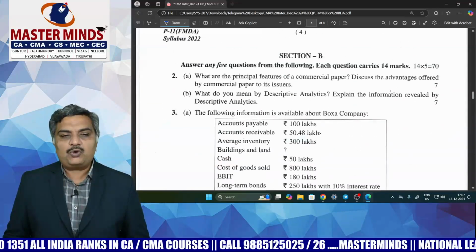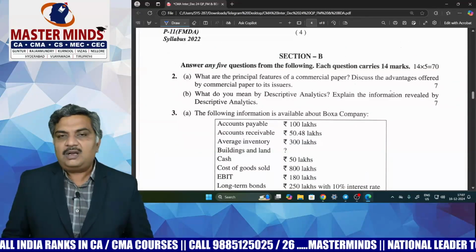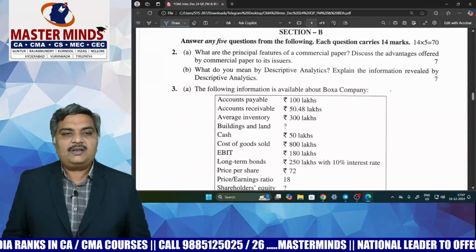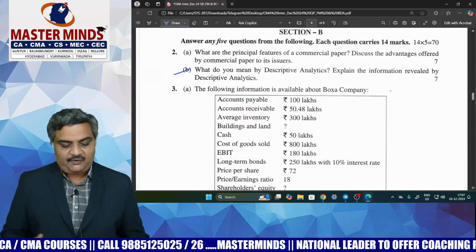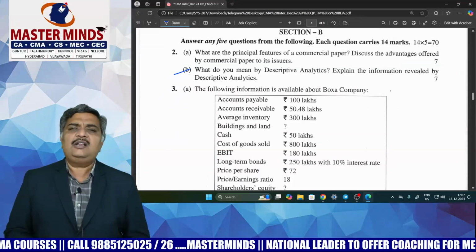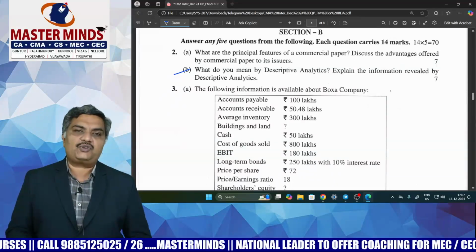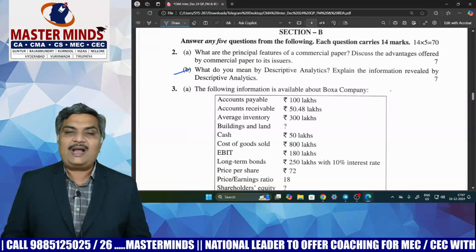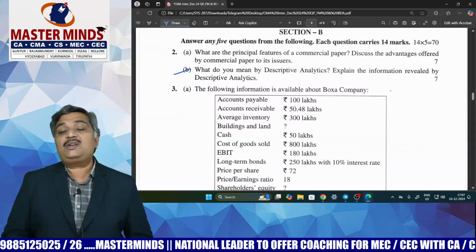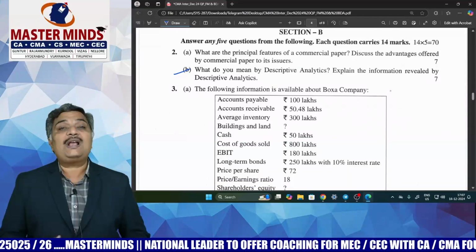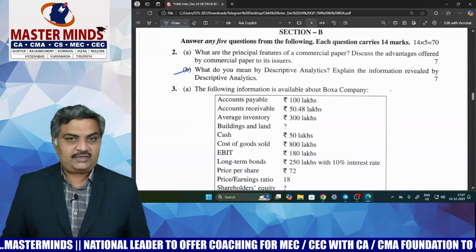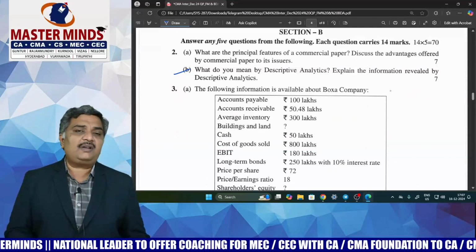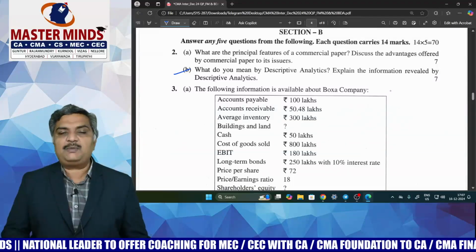Now coming to the most important descriptive questions. What do you mean by descriptive analysis? Explain the information revealed by descriptive analysis. Descriptive analysis is a kind of historical analysis. It tells you what has happened in the past so that you can make better decisions. We have already given this in our guess questions, and this is definitely a very important question.